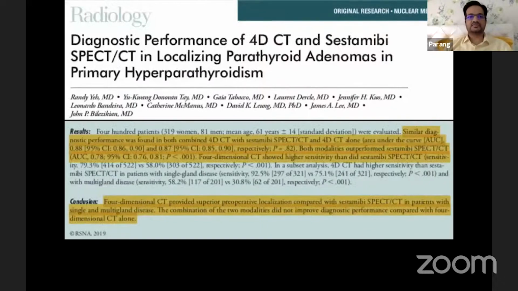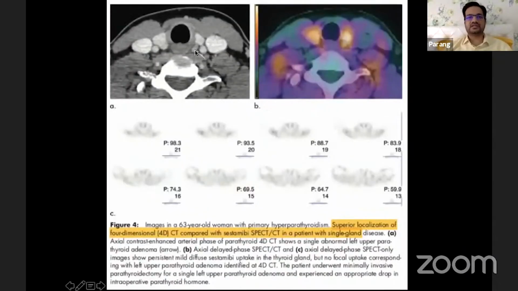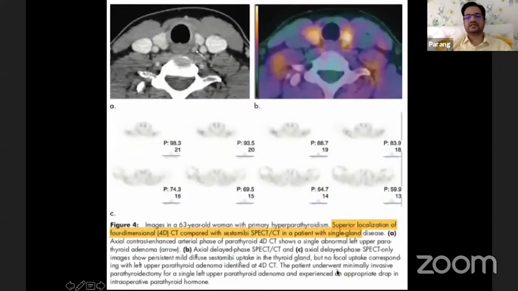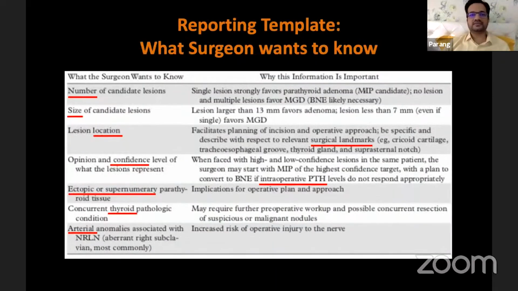So again, to highlight this paper, they clearly showed that in this case, they found this parathyroid adenoma pathologically proven, while in Sestamibi, it did not show it. It showed a false negative result. But the important part is they compared all the patients: the arm study had done both 4D CT and the Sestamibi scan, while the control study had only Sestamibi scan, and they found a significant difference, only with 4D CT scan.